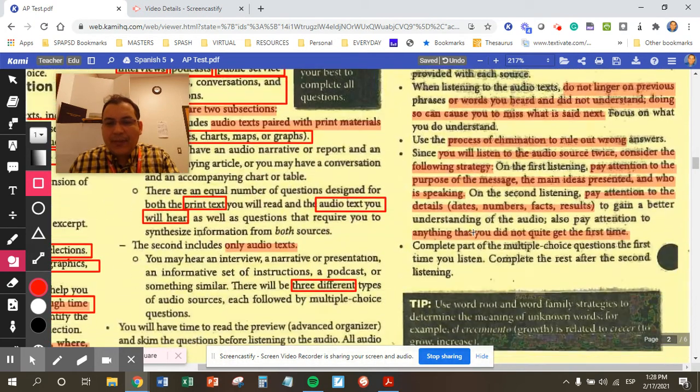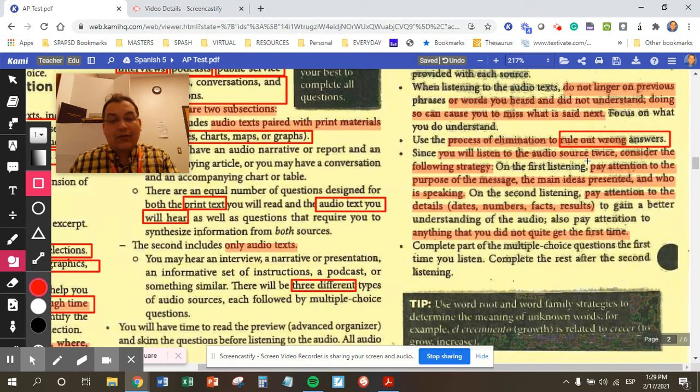In the source, when listening to the audio text, do not linger on previous phrases or words you heard and did not understand. Doing so can cause you to miss what is said next. Focus on what you do understand. Use the process of elimination to rule out the wrong answers. I know it's common knowledge, you already know this, but again, process of elimination is the way to go for multiple choice.